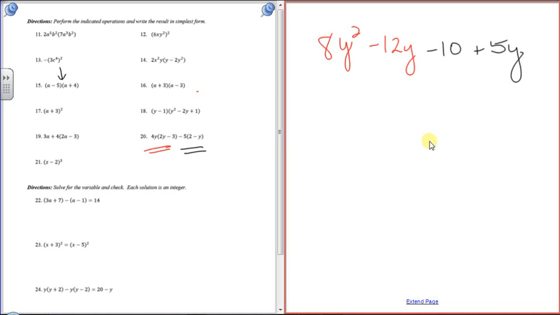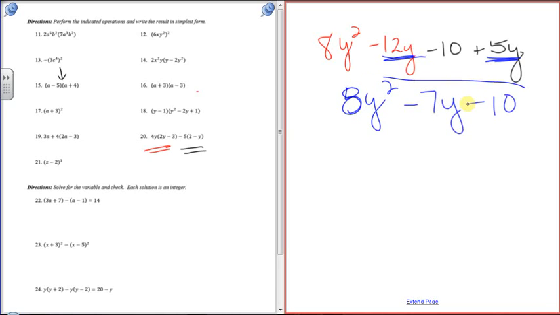Number 20, I've already started it. I took the first distribution, got the red result, and then I distributed the minus 5. And you want to take care of those things first. Distributed the minus 5 and I got the black result. And now I can look at that and I can combine two like terms there. I end up with an 8y squared. These two will combine to give me a negative 7y, and I'll bring down that minus 10. Everything's in order. We're good to go.